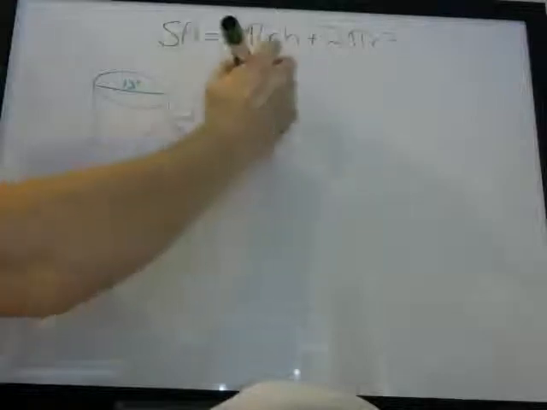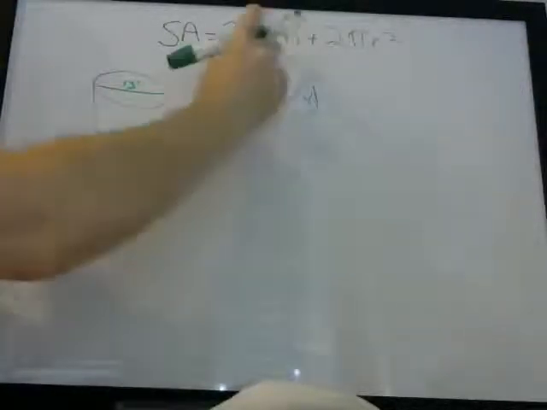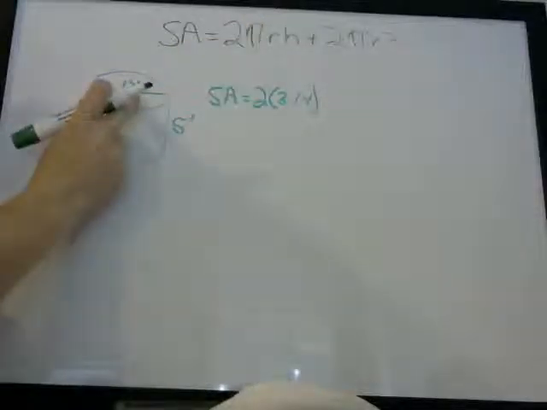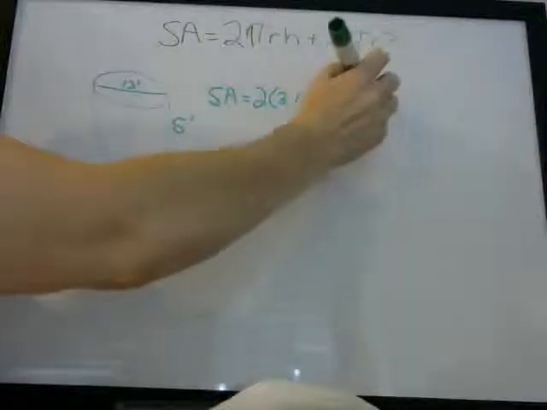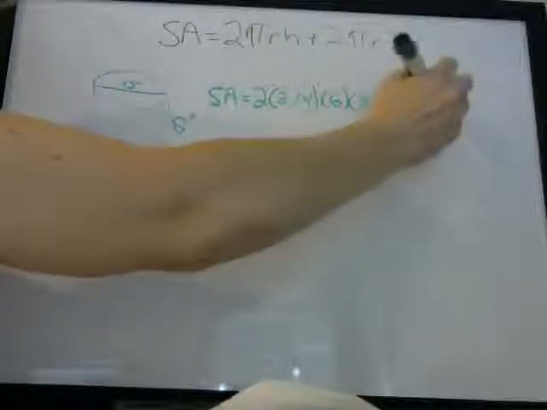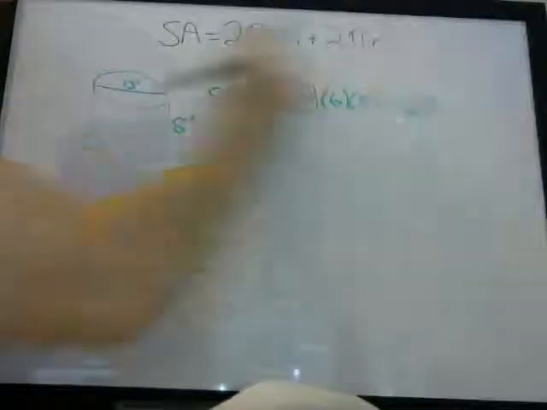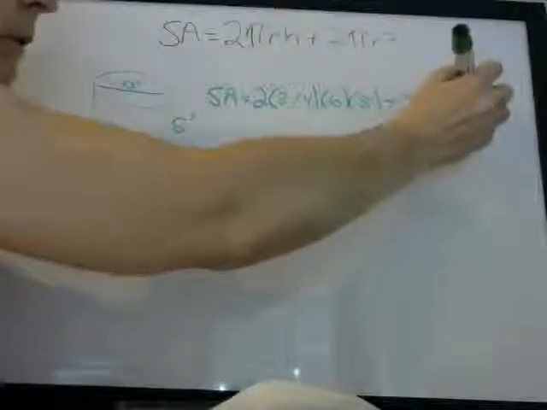So we use the same formula: 2 times pi, we're going to actually multiply the pi out, times the radius. Don't put 12 in there because the radius is only half of that. 6 times the height, plus 2 times pi times radius squared. Again, remember the radius is 6, so times 6 squared.